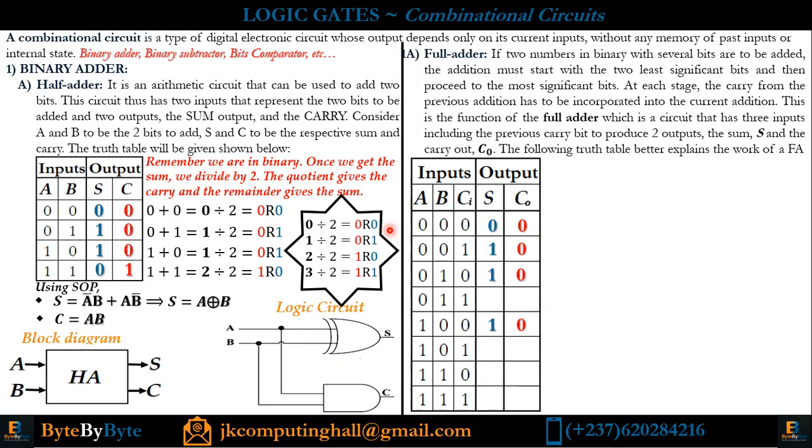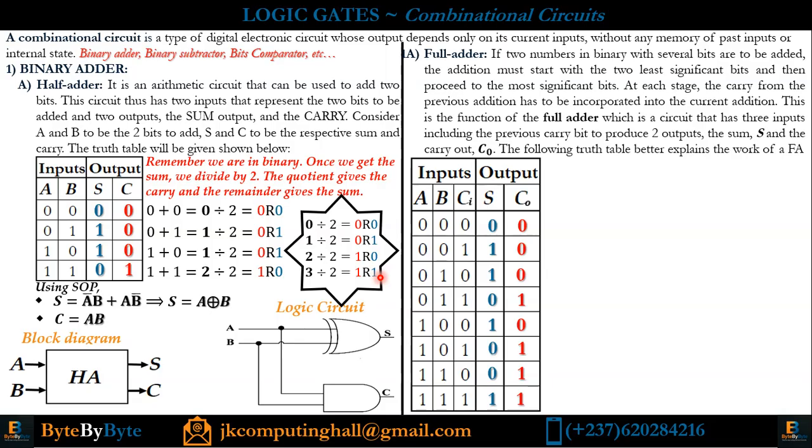Good. When we come here again, we see that if our sum is 2, 2 divided by 2 gives us 1 remainder 0. So if the sum gives 2, it implies my sum is 0 and my carry is 1. I have this level, and this particular level. And finally, if our sum is 3, like in this case, 3 divided by 2 gives us 1 remainder 1, meaning that my sum is 1 and my carry out is 1. So that is how you easily come out with the truth table of a full adder. As easy as that.